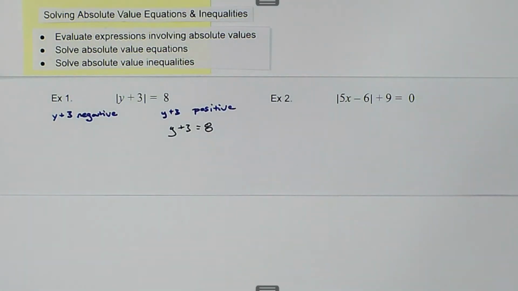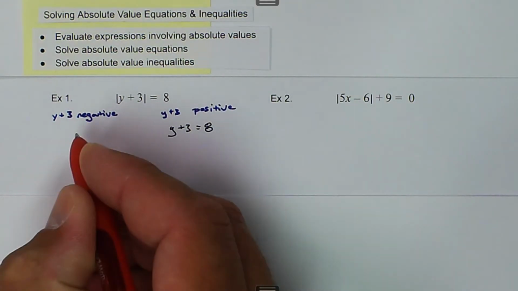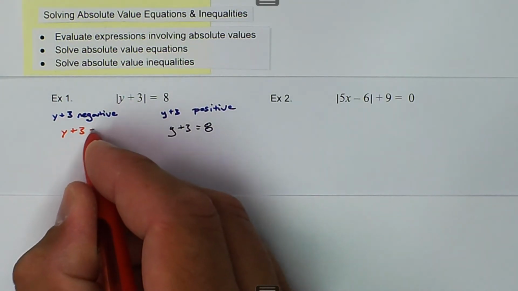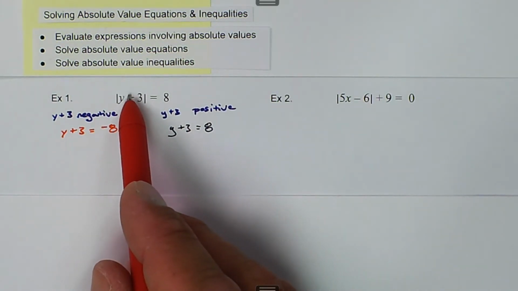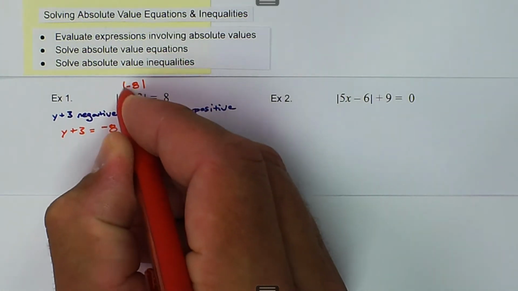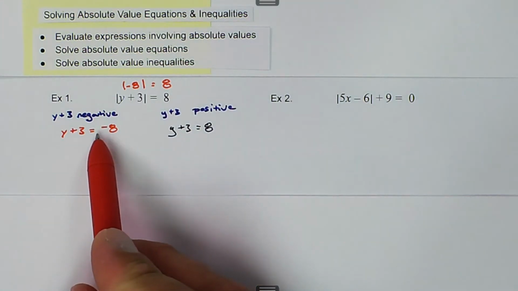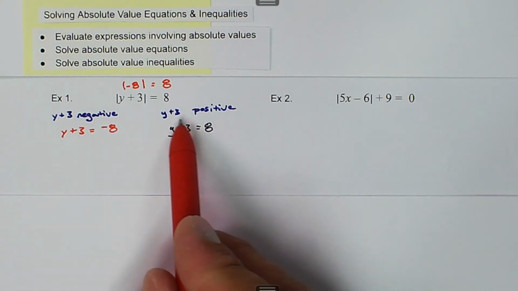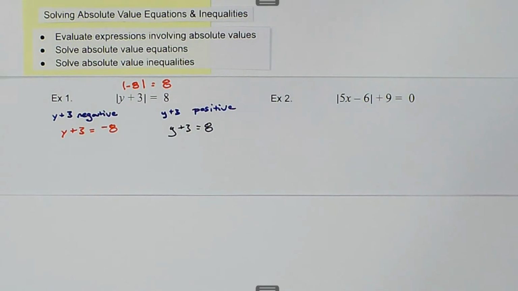And then on the other side, if we're thinking about trying to check when y plus 3 is negative, we want to check for y plus 3 is equal to negative 8. Because the absolute value of negative 8 would still be equal to 8. So that's why we have to check for negative 8. That will check if y plus 3 is negative, and y plus 3 is equal to 8 will check if it is a positive value.